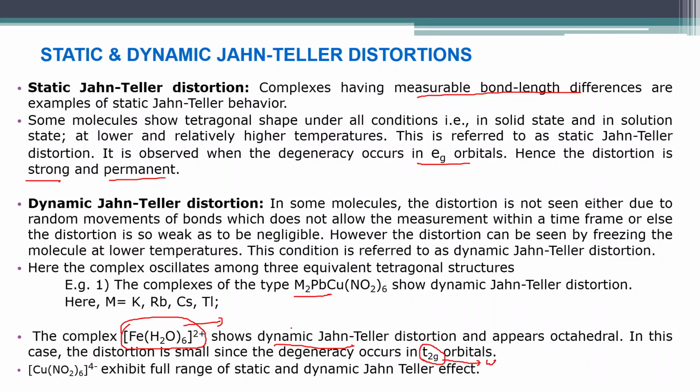And the next one is Cu(NH3)6 4-, which exhibits a full range of static and dynamic Jahn-Teller effects. It's another example where we can see both the static and dynamic Jahn-Teller effects. The example is Cu(NO2)6 4-.